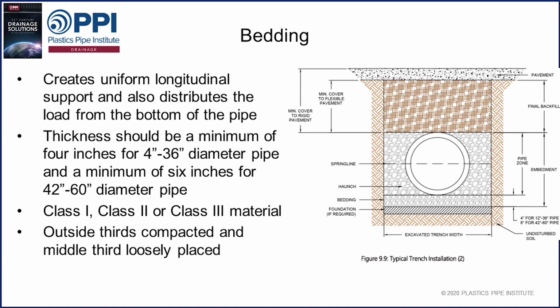Now, you do want the bedding to create a uniform longitudinal support. Flexible pipe is going to conform to the bottom of the bedding, and so it is important that the bedding be longitudinally uniform. Otherwise, you end up with bird baths down your pipe, and it affects the line of it.